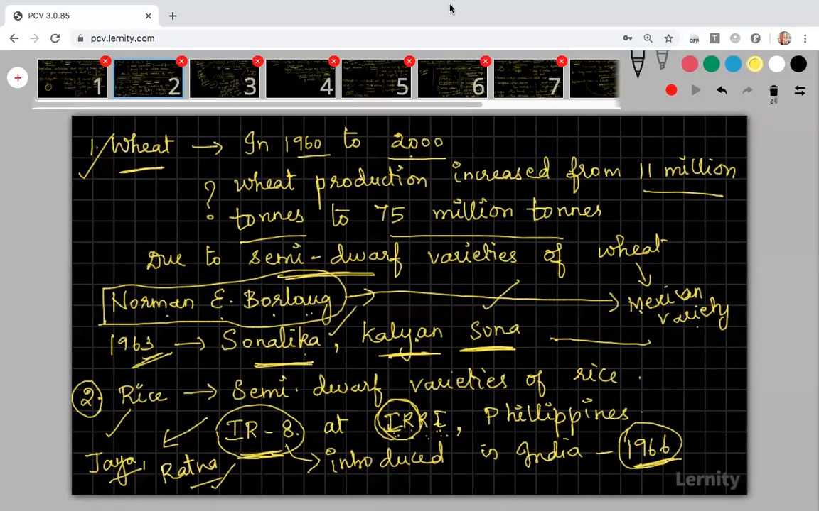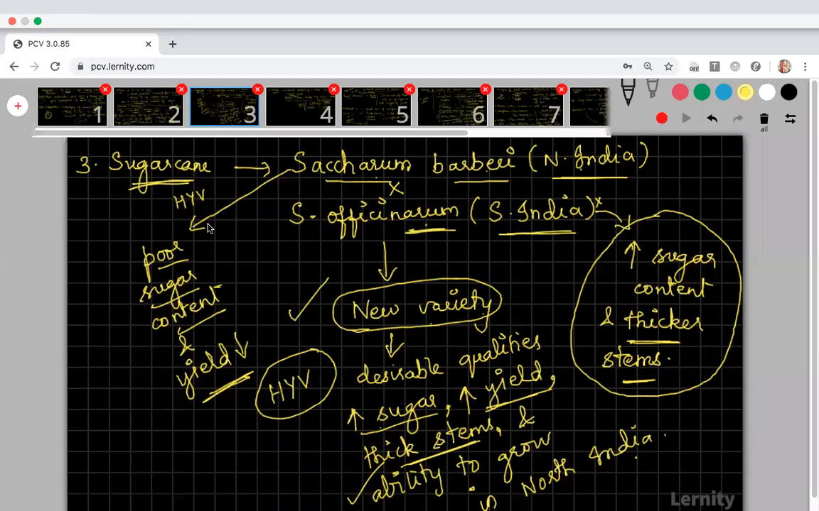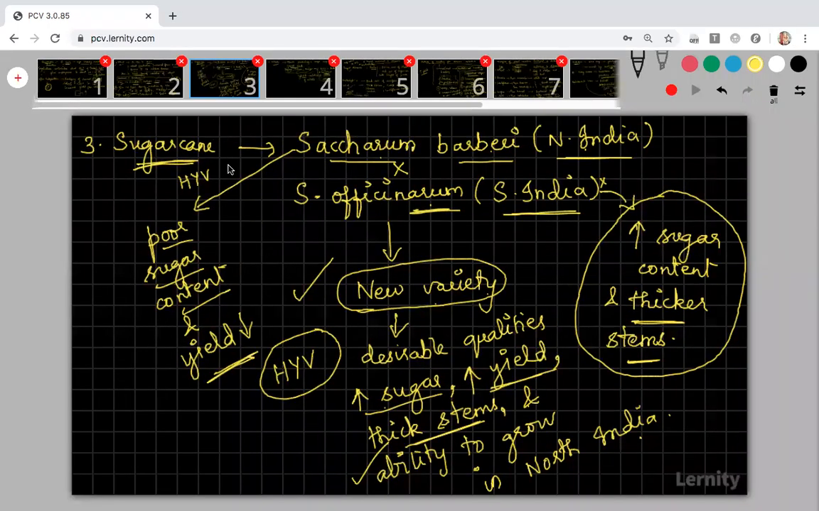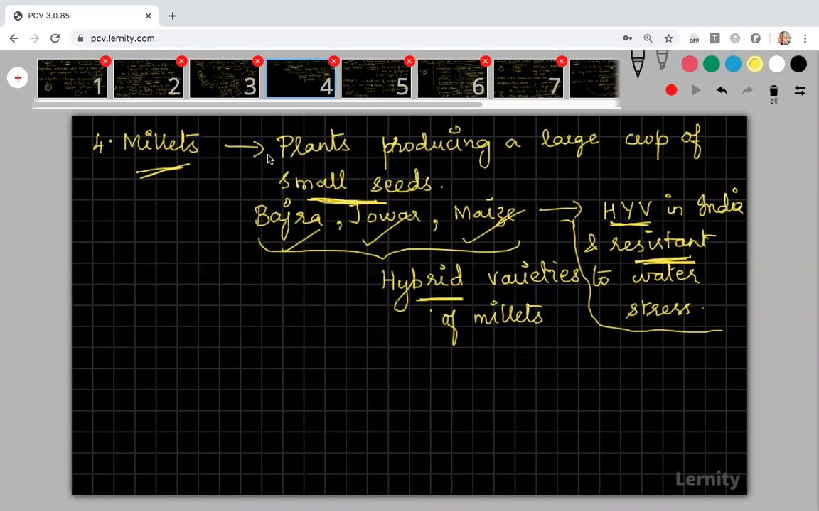Okay, and now the third high yielding plant was sugarcane. Saccharum barberi and Saccharum officinarum. This is a North Indian variety and this is a South Indian variety. When we crossed these 2 varieties, we had a new variety of sugarcane having the desirable characters of high yield, more sugar content, thick stem, and ability to grow in North India. And the fourth high yielding variety is millet. Millets are plants having small seeds. The millets introduced in India for high yield are bajra, jowar, maize. All these are hybrid varieties of millets which are also resistant to water stress.